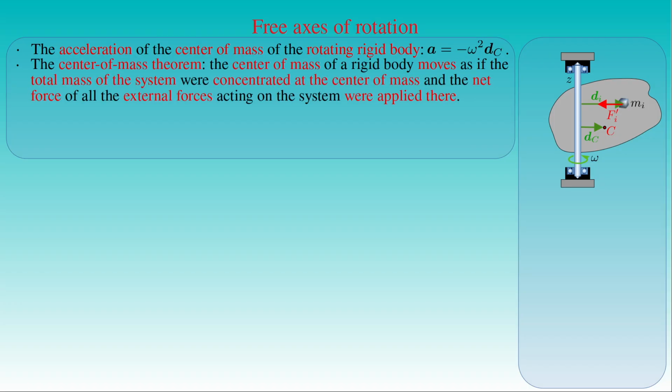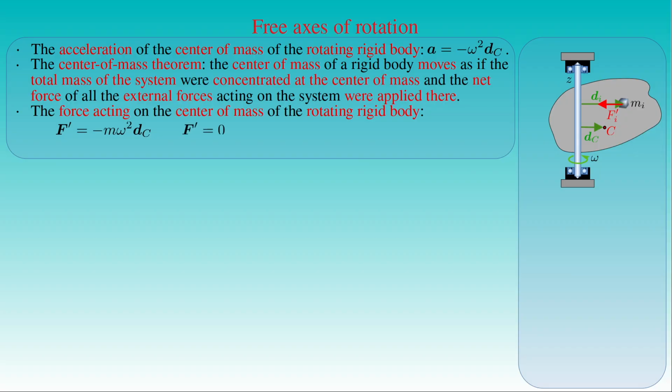The theorem for the motion of the center of mass of mechanical systems tells us that the center of mass of a rigid body moves as if the total mass of the system were concentrated at the center of mass, and the net force of all the external forces acting on the system were applied there. Consequently, the net force F' acting on the body, given by the mass m of the body times the acceleration a, is equal to minus the mass m times the square of the angular velocity omega, times the distance vector dc. If the net force F' exerted on the system rotating about a free axis vanishes, then the length of the distance vector dc must be equal to 0, that is, the center of mass of the rigid body must be on the free axis of rotation.